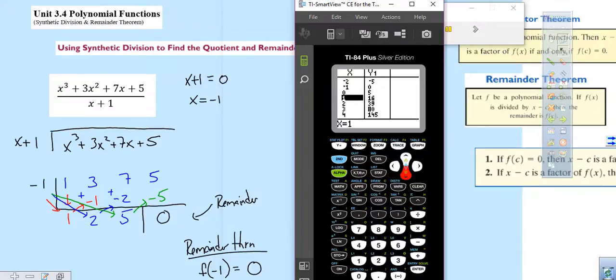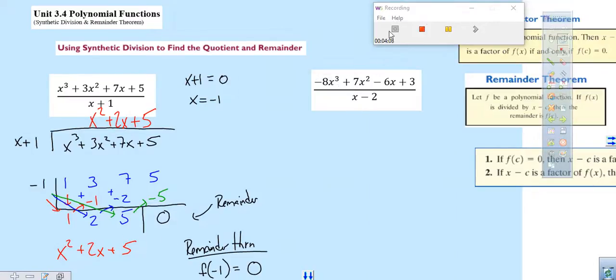All right. The other cool part that we found out here is that we divided x plus 1 into this right here, and we came out with x squared, 1, plus 2x, see the 2, plus 5. So we know that the quotient is x squared plus 2x plus 5 by using this method called synthetic division.